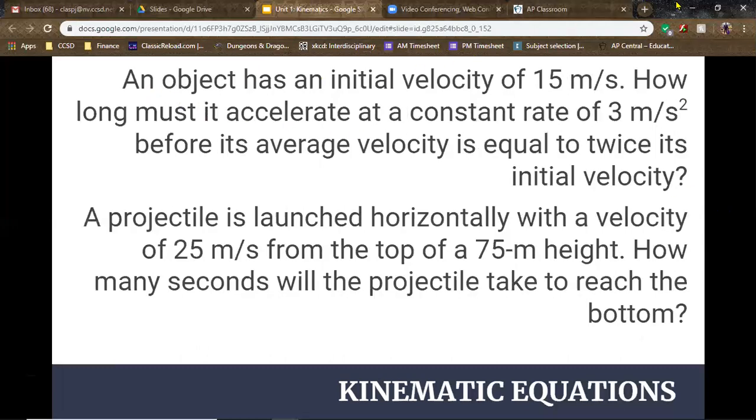Third problem. An object has an initial velocity of 15 meters per second. How long must it accelerate at a constant rate of 3 meters per second squared before its average velocity is equal to twice its initial velocity? All right. And fourth problem, a projectile is launched horizontally with a velocity of 25 meters per second from the top of a 75 meter height. Building, hill, whatever, okay? It's 75 meters tall. How many seconds will the projectile take to reach the bottom?